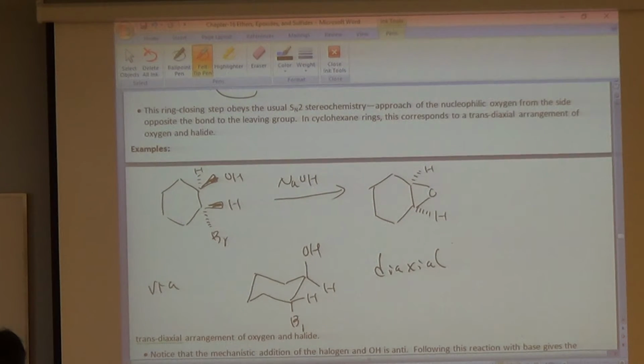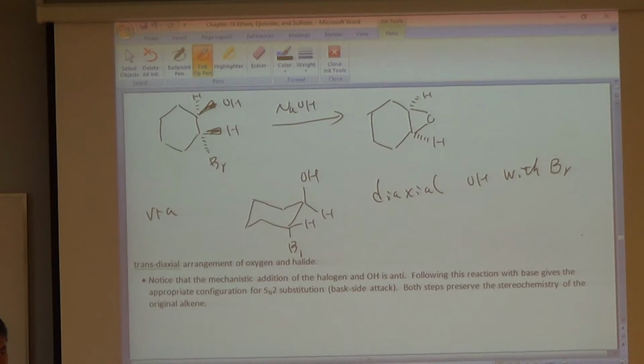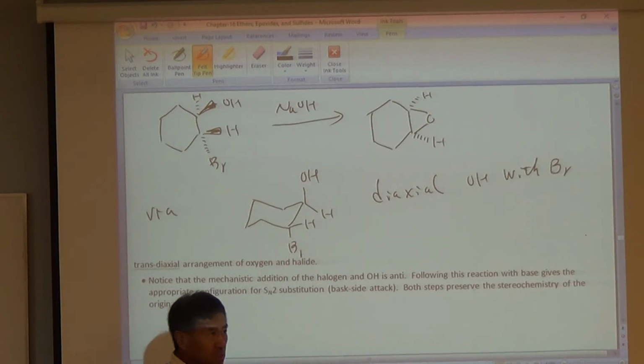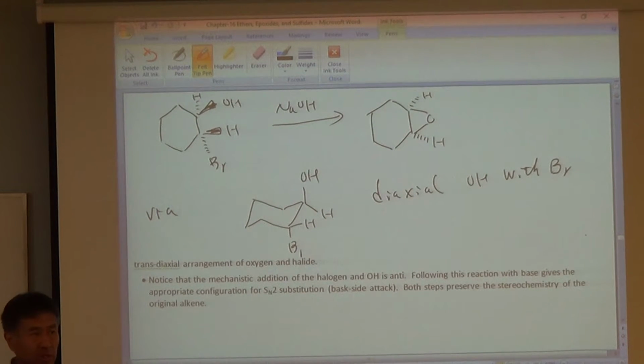So this diaxial OH with Br. Remember in the cyclohexene, you have the chair conformation, and some of those bonds are axial, and some other bonds are equatorial. So these two H here are equatorial. This Br and OH are axial. Axial means it goes straight up and down, kind of perpendicular to the ring. A ring is not very flat.